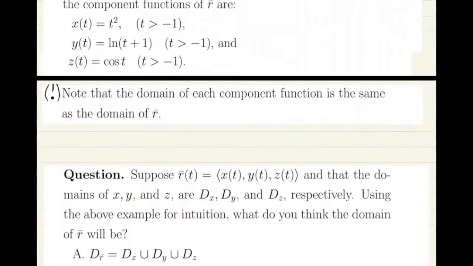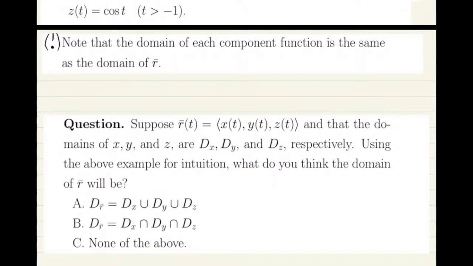That brings me to a question for you, if you'll please answer in the chat. All you have to do is put one letter, A, B, or C. Here's the question. Suppose R of t is a 3D vector function, and that the natural domains, meaning every value of t that you can plug in without breaking a rule of algebra, like taking the natural log of a negative, are dx, dy, and dz. Using your intuition from the above example, what do you think the domain of R will be? A, you take the union of these three natural domains. B, you take the intersection. Or C, none of these are correct. Oh, you folks are fast. I'm too slow.